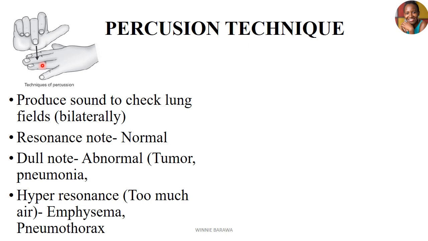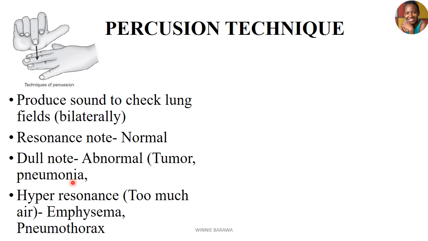Our targets here are the lung fields, and we'll be checking the lung fields bilaterally. You will see how to achieve that, but we will be keen on observing the sounds. The sound we expect is what we call resonance, which denotes a normal lung sound. But you also want to check for dull notes, which are indicative of abnormal fields. An abnormality that comes from a dull sound could be tumors or illnesses like pneumonia.